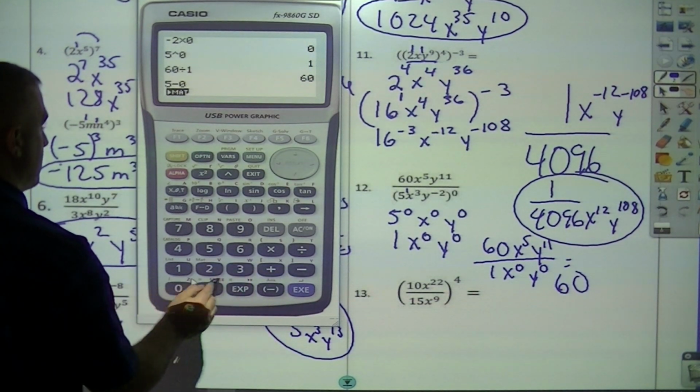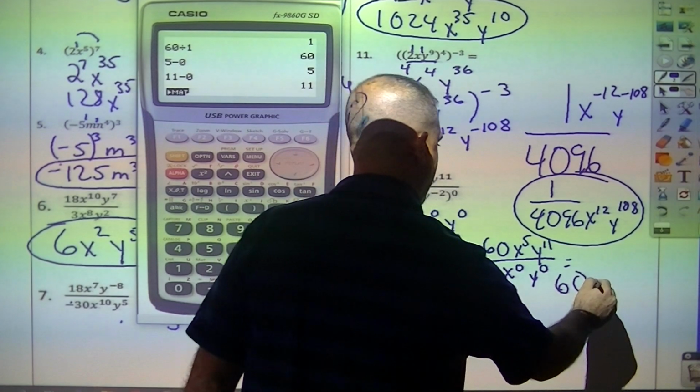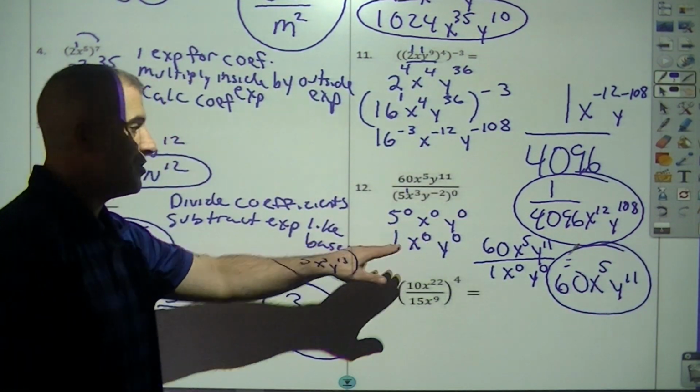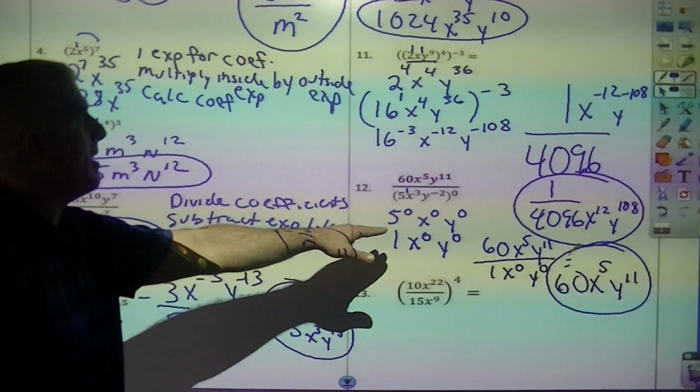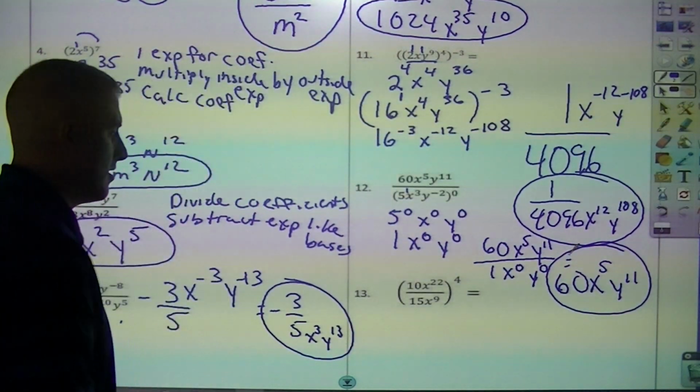5 minus 0, 11 minus 0. So the exponent for x is 5. The exponent for y is 11. And that's my final answer. So I didn't have to do that back there. You only have to do the 0 power and the negative exponents when you're finishing the question. Okay? So here we go.